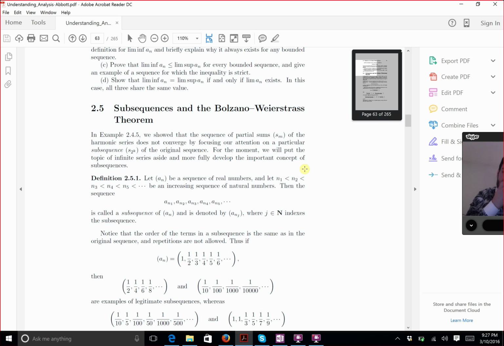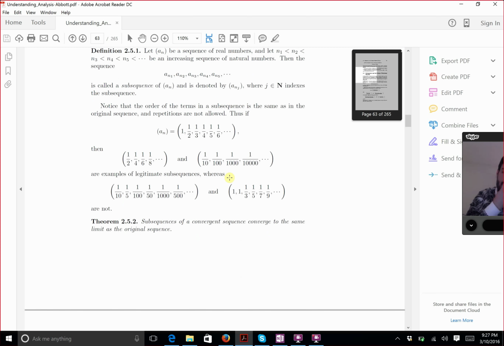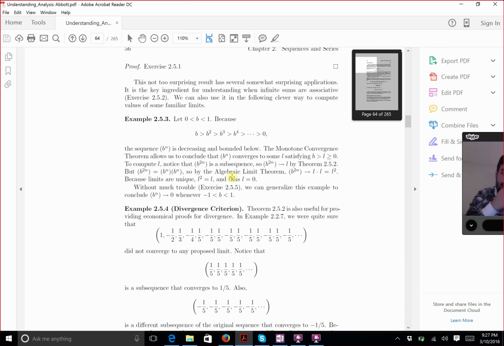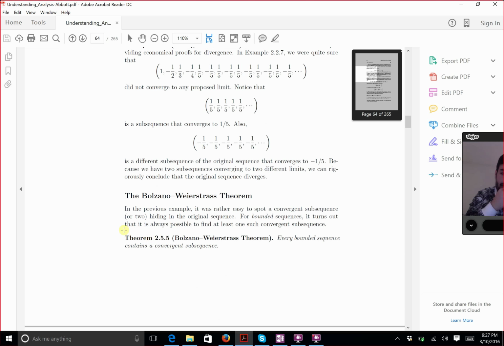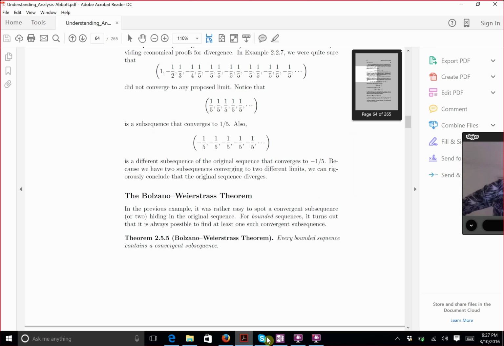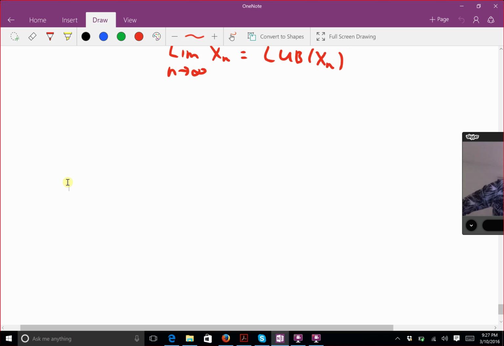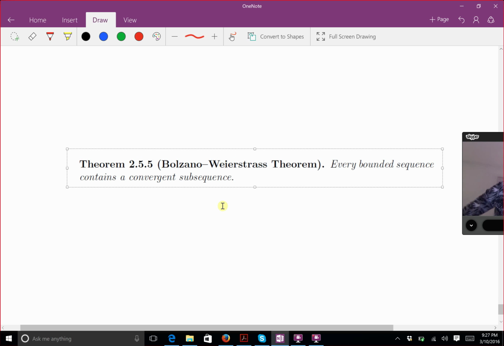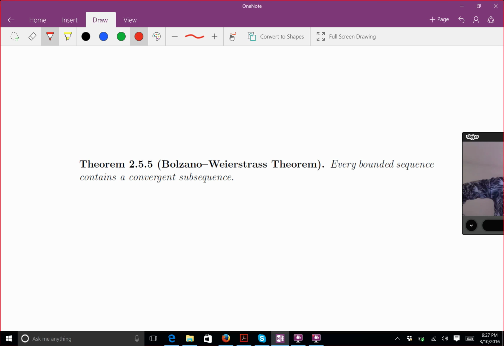So the Bolzano-Weierstrass says something a little bit different. What it says is that if you have a bounded sequence, there has to be a convergent subsequence. This is a little bit different. Notice how many definitions there are. This is the last theorem. It's like the monotone convergence theorem, but a little bit different. Notice what it says. If it's a bounded sequence, it doesn't say that the sequence converges. It doesn't say that, but it says that there's a subsequence.